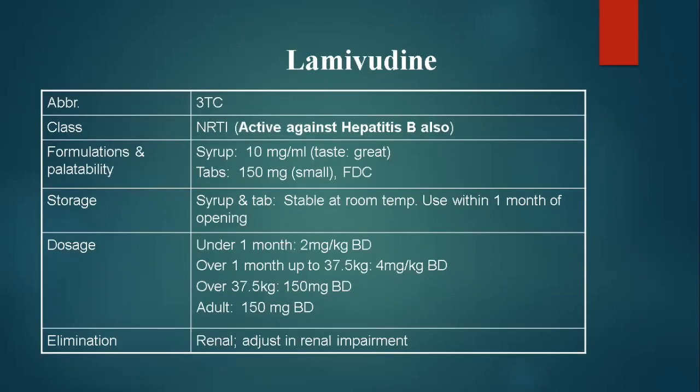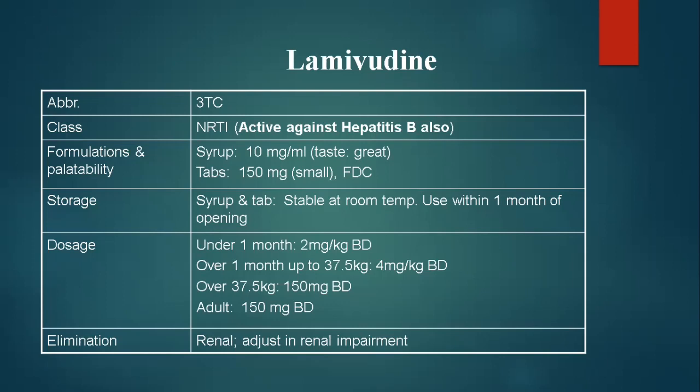So we're going to look at another drug, which is lamivudine. Lamivudine is abbreviated as 3TC. It falls under the same class, which is the nucleoside reverse transcriptase inhibitors. The presentation is 150 milligrams in tablets and 10 milligrams per ml as a syrup.